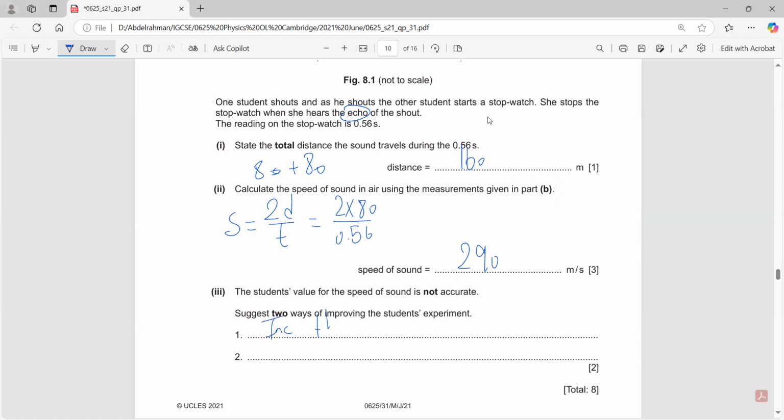Increase distance. Can say repeat and take average.